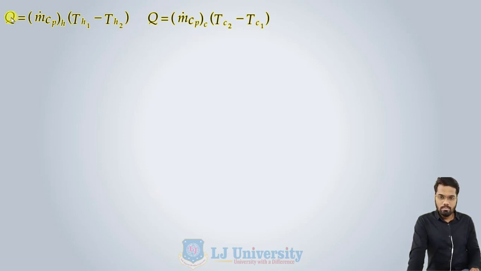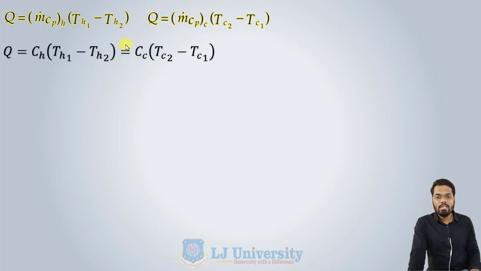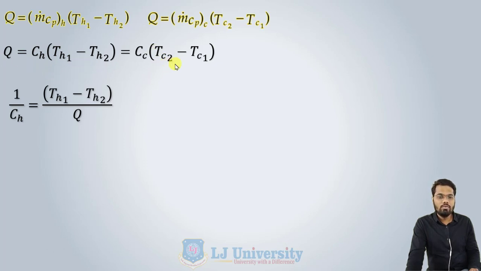Now we know that we have two equations. The rate of heat transfer by the hot fluid can be calculated by m Cp (TH1 minus TH2). The rate of heat gained by the cold fluid can be calculated by m Cp (TC2 minus TC1). Now from this equation we can write, instead of mass flow rate into specific heat, this is our heat capacity: CH (TH1 minus TH2) and CC (TC2 minus TC1). From this equation we can derive the value of 1 upon CH, which is going to be (TH1 minus TH2) divided by Q, and 1 upon CC becomes (TC2 minus TC1) divided by Q.